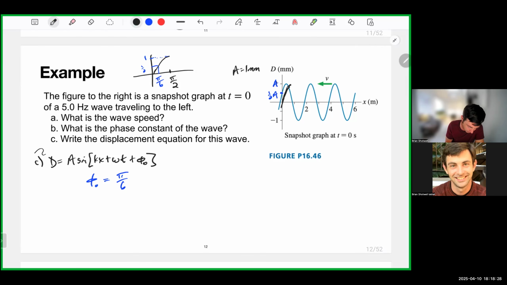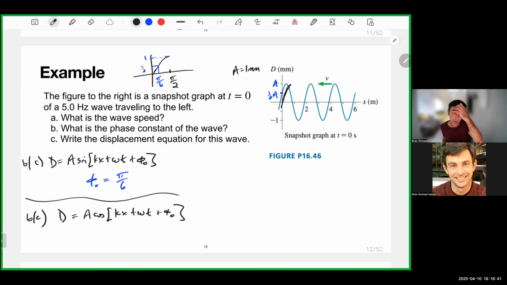So this is parts B and C, one solution. Another way of doing parts B and C is to say that the displacement is a cosine, with the same kx and omega t, but now the phase constant is going to be different. If we started with a cosine, we're shifting the cosine. Remember, cosine normally looks like this. And we're shifting the cosine to the right some amount, by 60 degrees. Because we're shifting to the right, the phase constant is negative, and 60 degrees is pi over 3 radians.